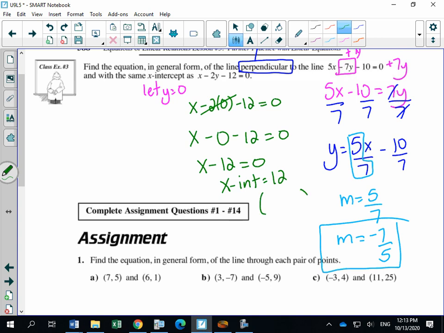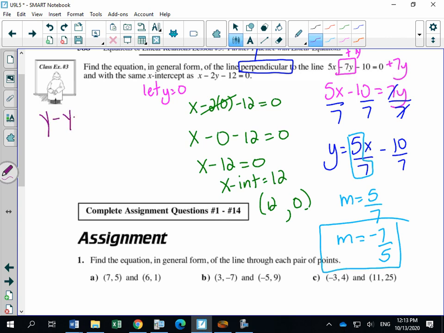12. And then John, if I said, what's the point? What's the coordinates of the x-intercept? What would you say is your answer? 12, 0. Okay, what do you guys think? We need an equation in general form. I got a slope and I got a point. What are you going to do? Slope point form. Yep, you got a slope, you got a point.